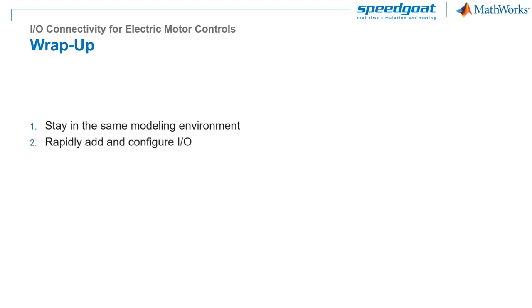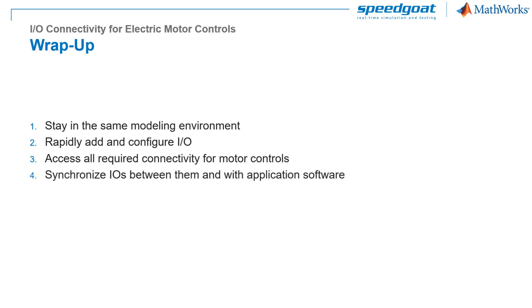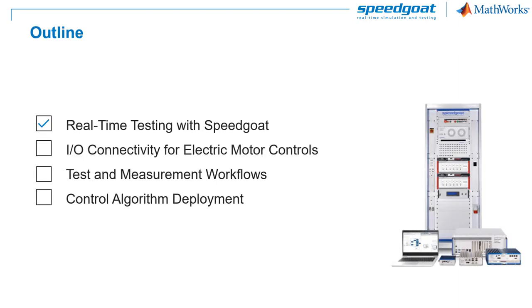There are now a few learnings that we can draw from this chapter on I/O connectivity for electric motors. You stay in the same modeling environment. You can rapidly add and configure I/O, access all required connectivity for motor controls, and you can synchronize I/Os between them and with application software. We now conclude this chapter on I/O connectivity.